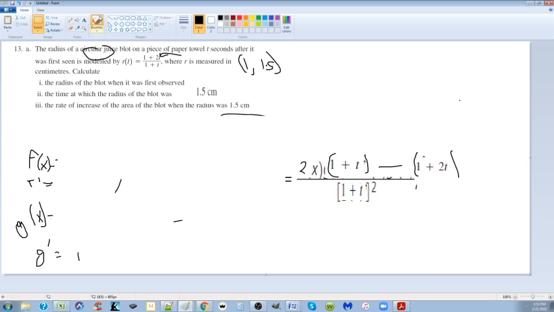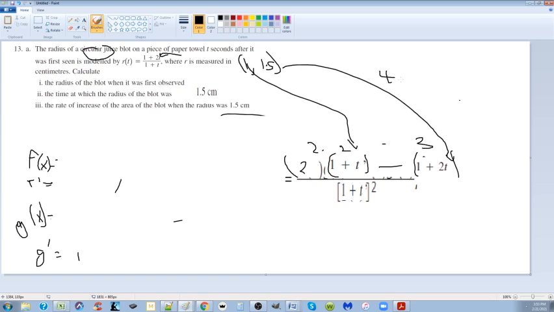Then instead of solving this, I know that it's 1 second, and I've got this lovely thing right here, and that x doesn't exist, it's just a 2. So whenever I have 1, I put it in here, so I get 2 times 2 minus 1 plus 2, 3. So I get 4 minus 3 at the top, which is 1. And down at the bottom, 1 plus 1 squared, 4.